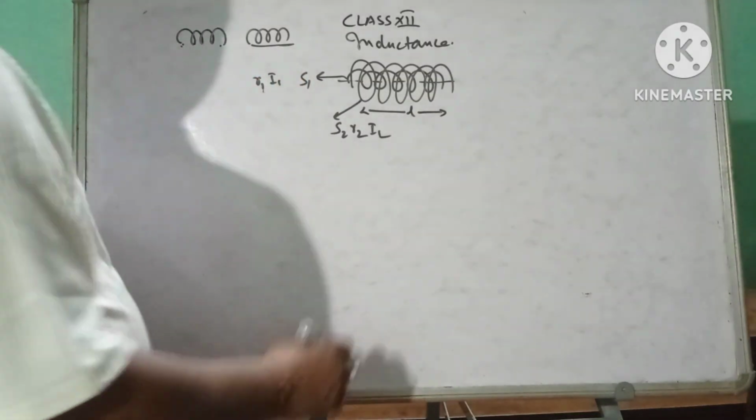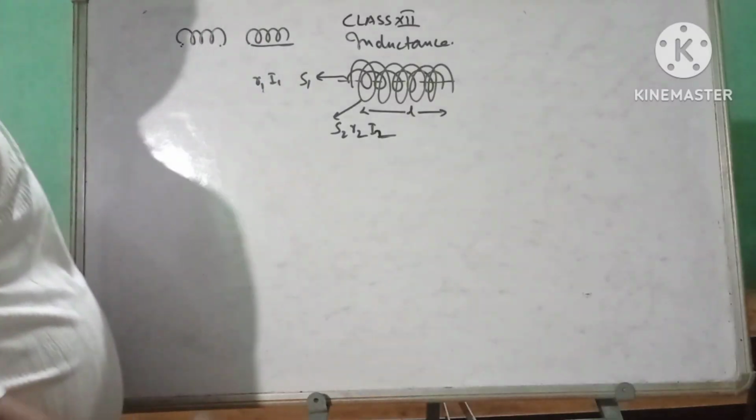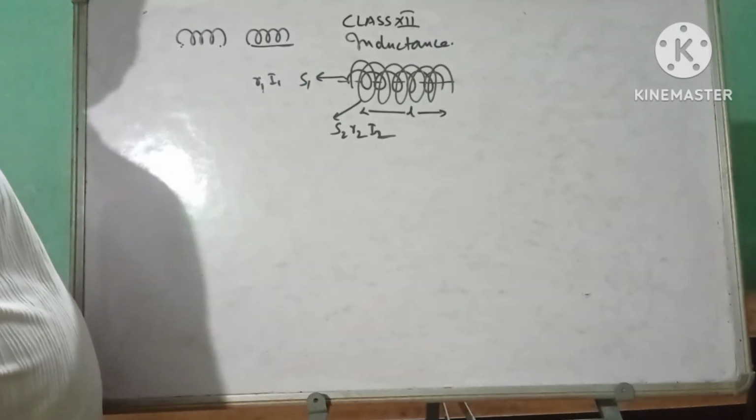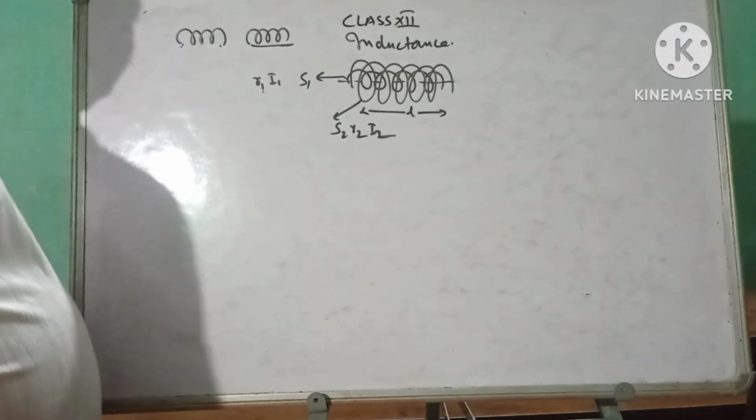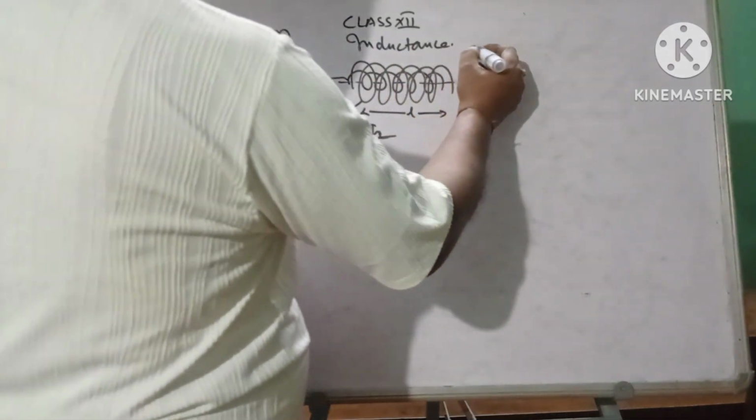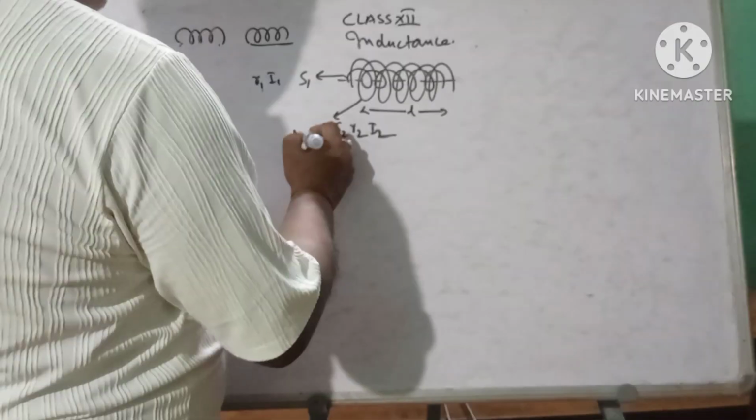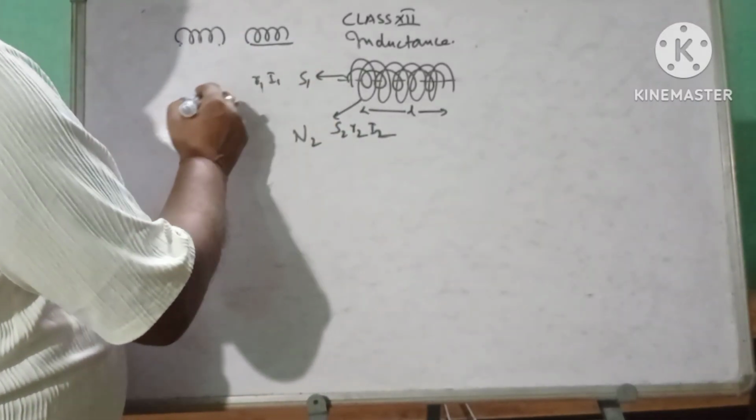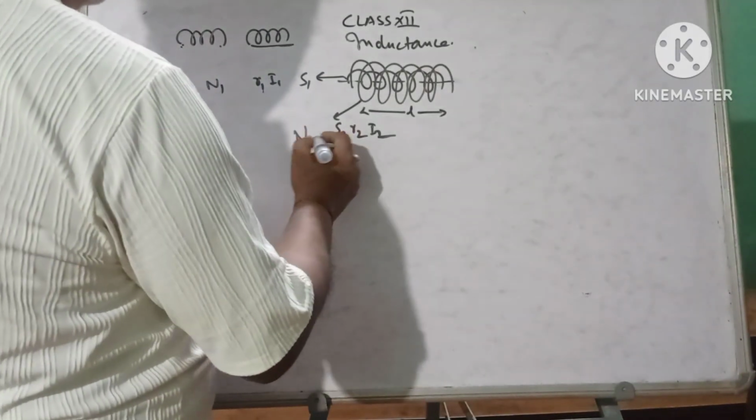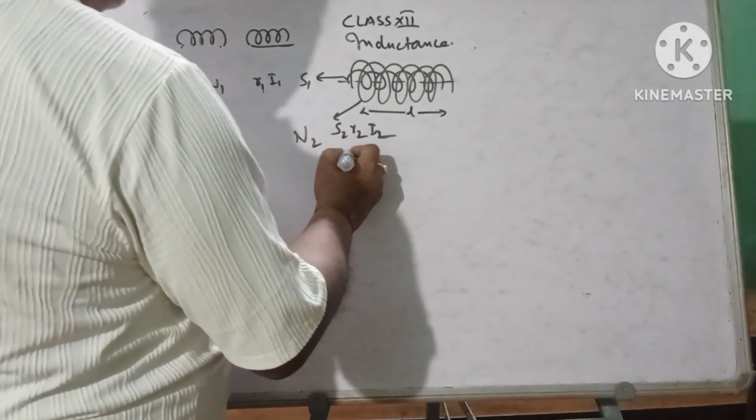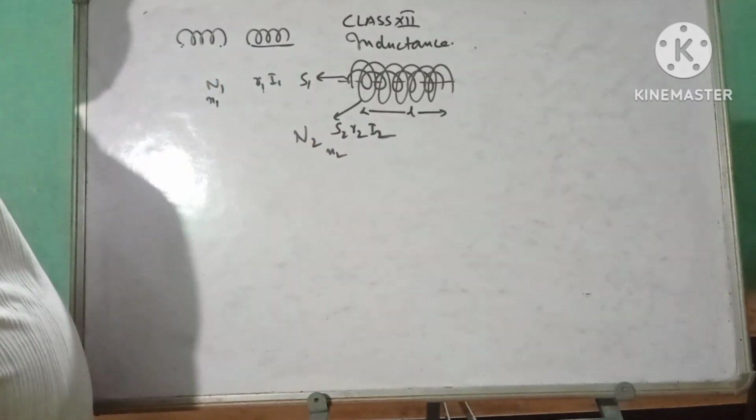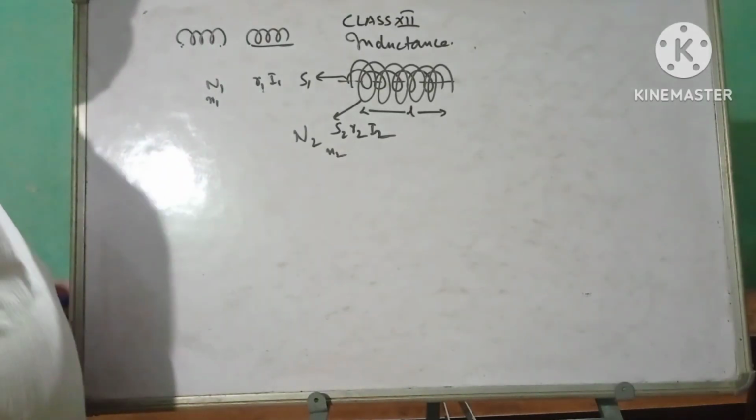Now the first case is that the I2 current is flowing through the bigger coil of radius R2, so your flux linkage will be in the smaller coil. The bigger coil has N2 number of turns per unit length, and the smaller coil has N1 number of turns per unit length.